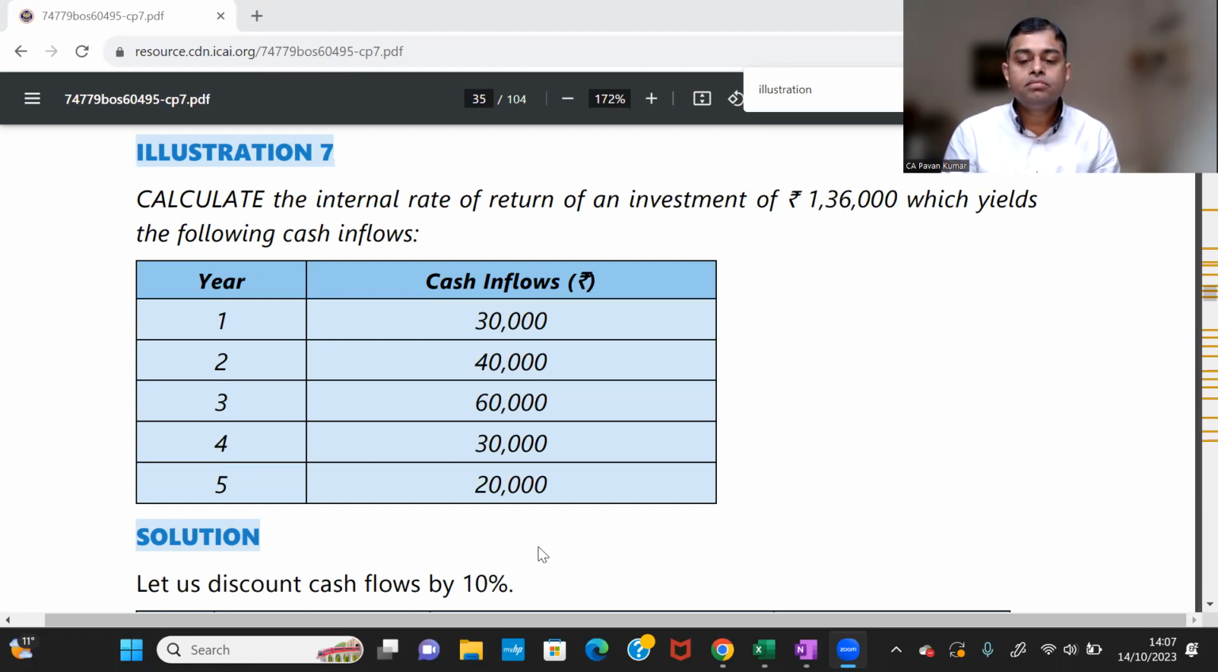Why waste time? Hello, I will read. Calculate the internal rate of return of an investment of 1,36,000, which yields the following cash flows: year 1, 30,000; year 2, 40,000; year 3, 60,000; year 4, 30,000; year 5, 20,000.